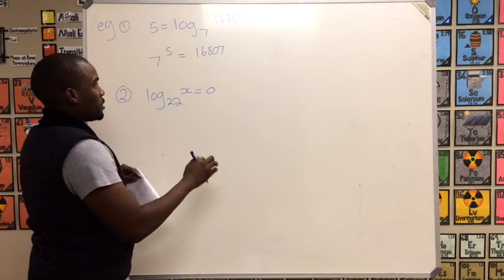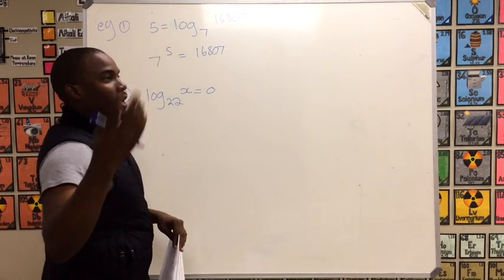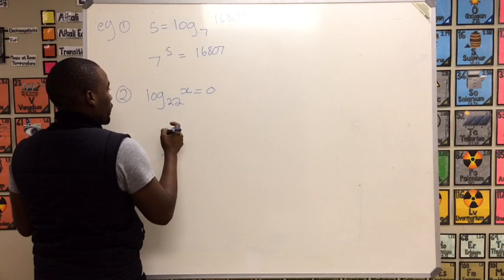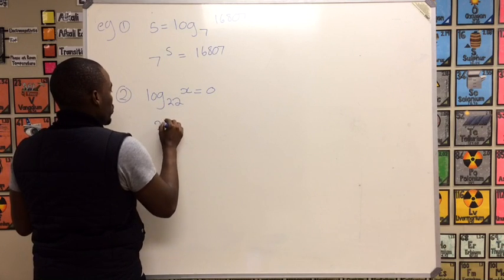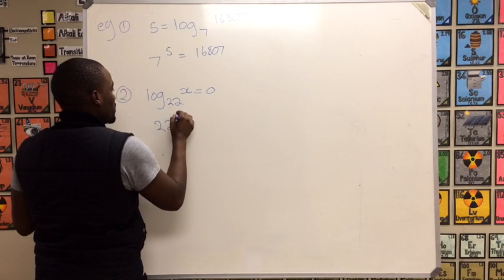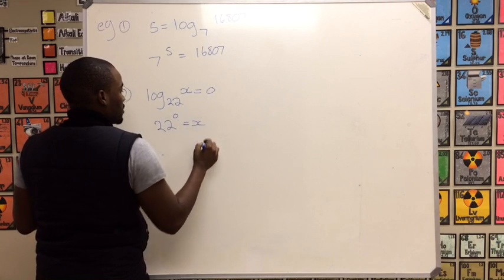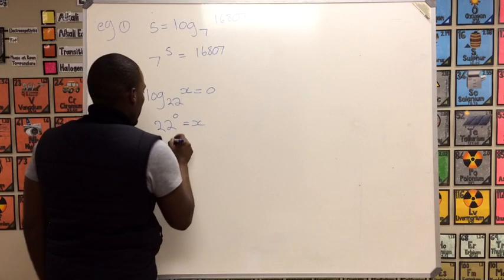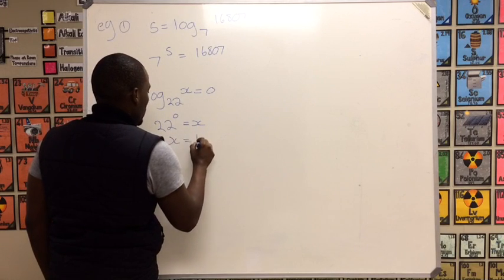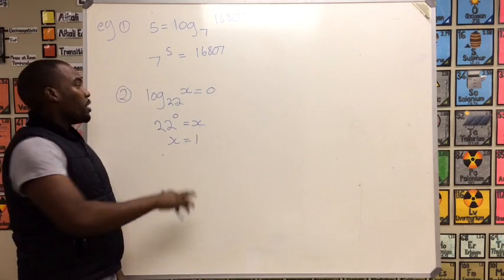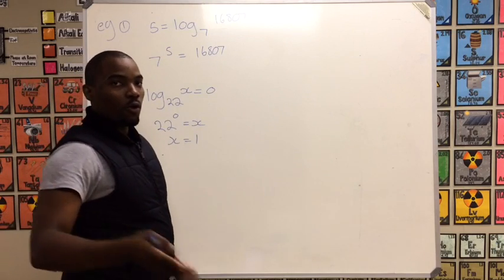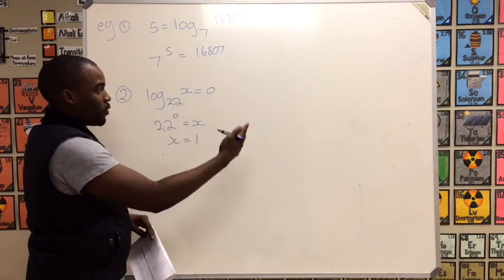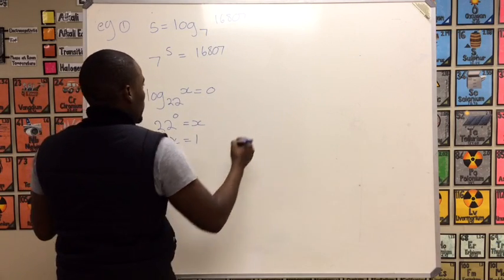So let me show you how first to put this in exponential form and then evaluate it there. So in exponential form, this becomes 22 to the power of 0 equals x. And then using our exponent laws, you know that anything to the power of 0 equals 1. Therefore, x equals 1. So you can either go exponential form, use exponent laws, or use log laws and apply the log laws like that. Let's do one last one.